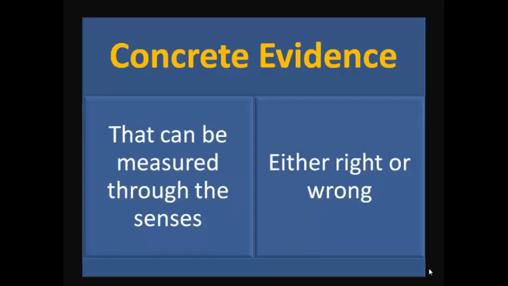Now let's look at the difference here. Concrete evidence are statements that can be measured through the senses, either right or wrong. For example, if you claim that Ali is 165 centimeters tall, that one you can actually measure, then you can see the result happening. So in this case, you can say it is right or wrong. This is what we call concrete evidence.